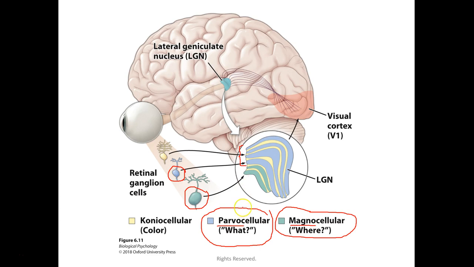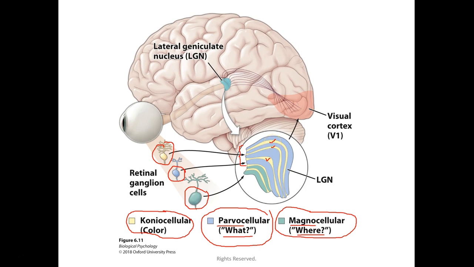So the parvocellular layer handles the what, so perception or identification of objects in our visual world. The inner 2 layers, which are the magnocellular, handle the where, where objects are located in reference to where you are in the visual world. Finally, sandwiched between the 6 layers of the magno and parvocellular are the koniocellular neurons, and these guys are in yellow here. They're kind of sandwiched here in between each layer. These neurons seem to handle information about color.